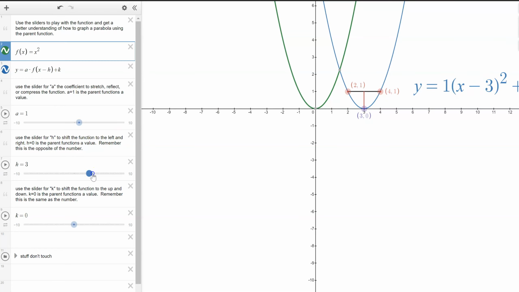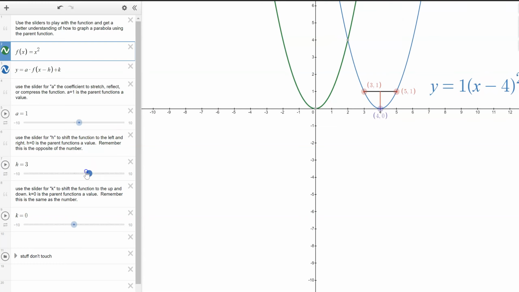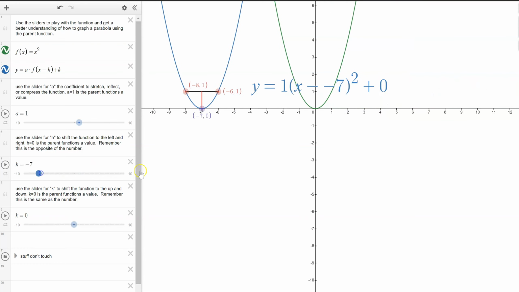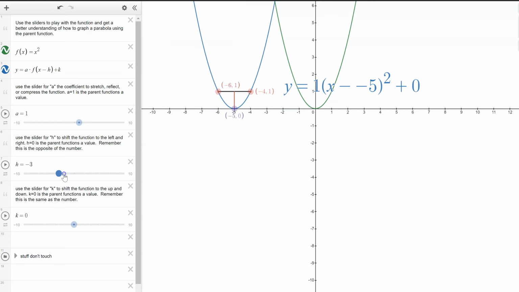So you can see, look, if I make it a 4, we're at 4. So going the other way, see how it's now opposite of it. So we're at negative 7. So this would be plus 7. So if you have a plus 7, you're really at negative 7.